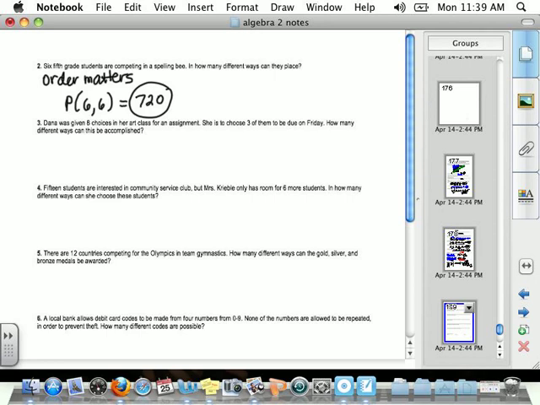Oh, Dana, this one's about you. All right, Dana was given 8 choices for her art class for an assignment. She has to choose 3 of them, and they're all due on Friday. How many different ways can this be accomplished? So does order matter on this one? No. Why does order not matter on this one? I don't care which one she does first. They're all due Friday, right? So it doesn't matter which one she does first. So order doesn't matter.